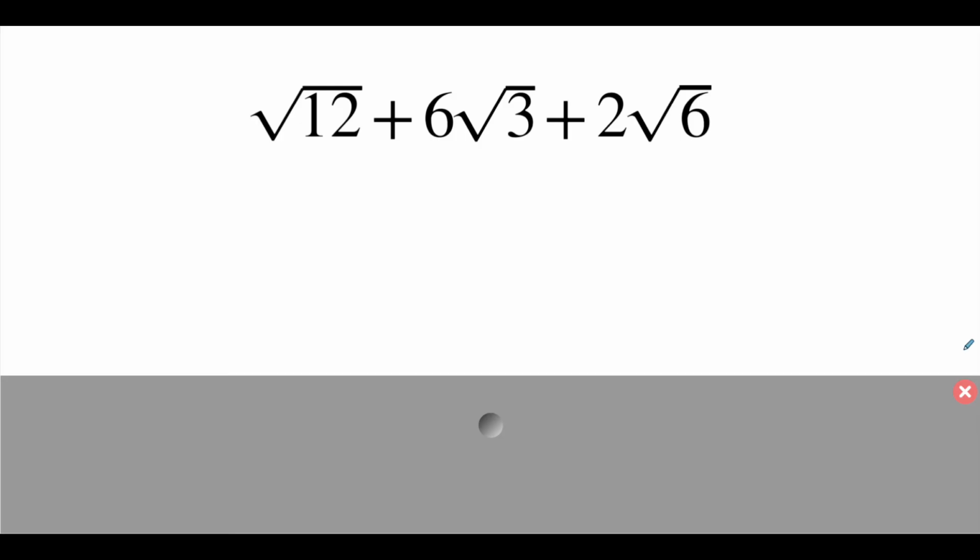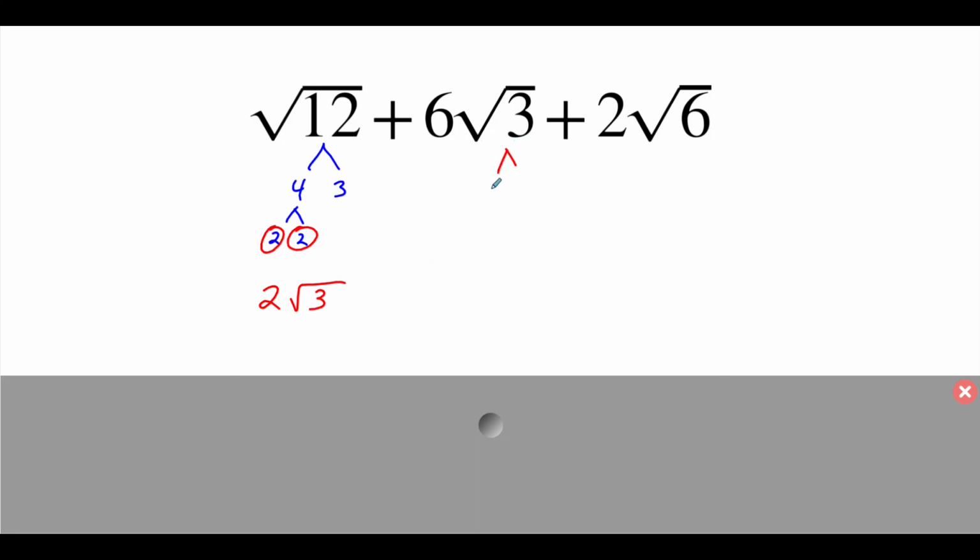Looking at this next one, now we're adding 3 pieces together. So we've got the square root of 12 plus 6 root 3 plus 2 root 6. Let's look at that square root of 12. 12 breaks down into 4 times 3. 4 breaks down into 2 times 2. So there we've got a pair of 2's. So we can take the 2 out, but leave the 3 underneath the radical since it doesn't have a pair.